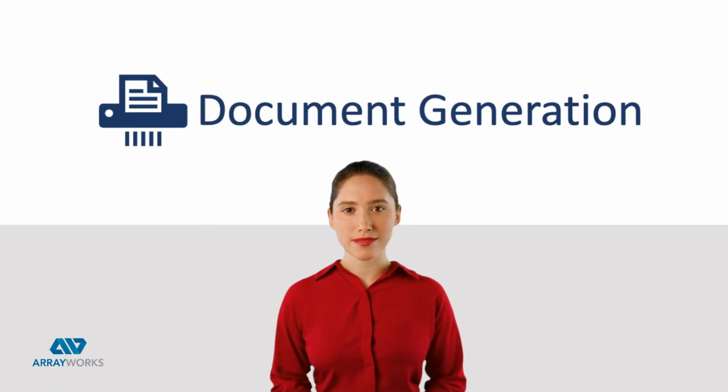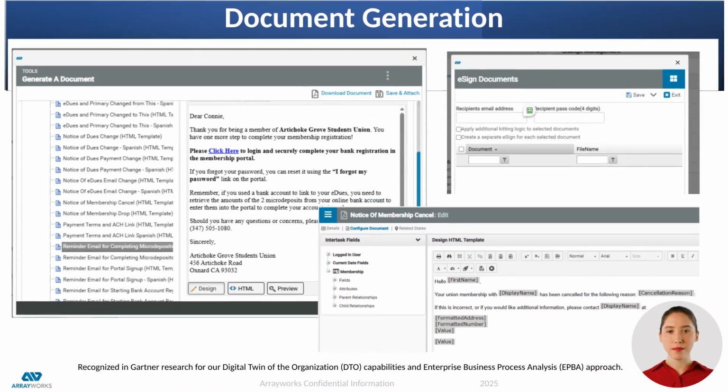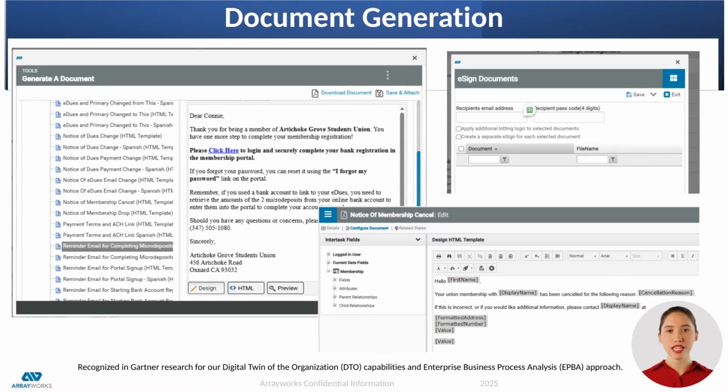Document generation. Tap has an entire document generation capability where you can set up document templates and easily send out an email or create a PDF based on that document template and your context entity. Tap also supports e-signing through DocuSign.